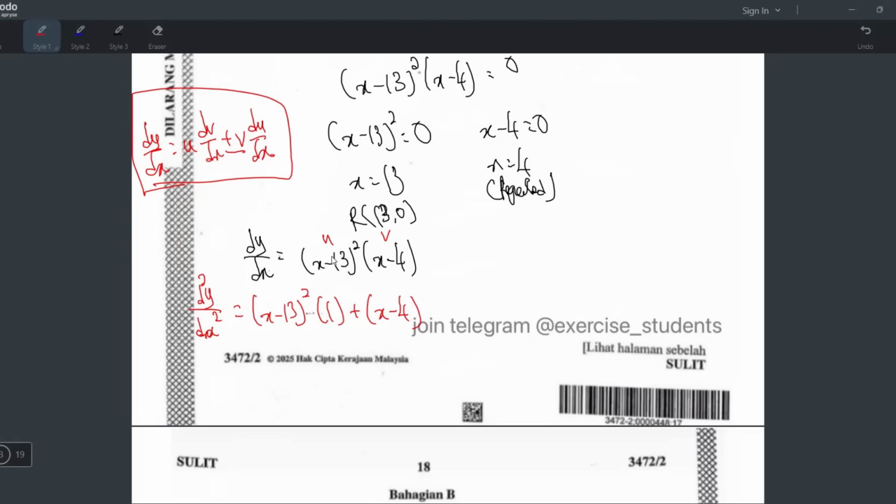To differentiate this, you don't have to expand actually. Just take the power to the front directly, and then x minus 13, and then power minus 1 becomes 1. But you have to add one step, which is differentiate inside the bracket as well. So differentiate x is 1, differentiate negative 13 is 0. So you end up with this. Now do not expand this, because later this and this can factorize. So leave it like that, (x minus 13) square. The 1 you don't need to write because times 1 is useless. And then plus, the single term, I think you can multiply. So 2 and 1 I will multiply to get 2, but the x minus 4 I will not expand because it has two terms.